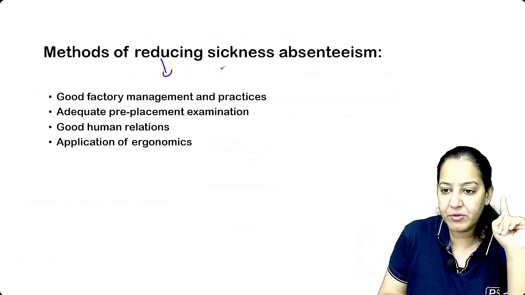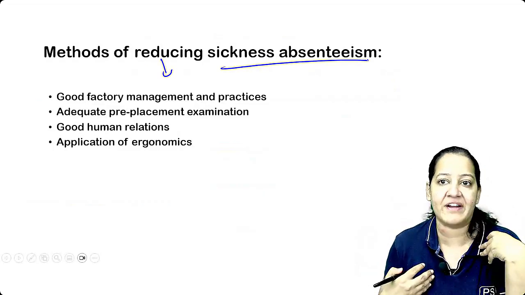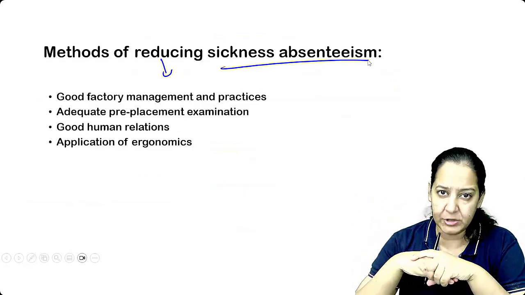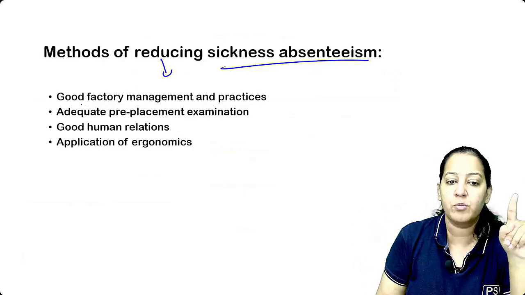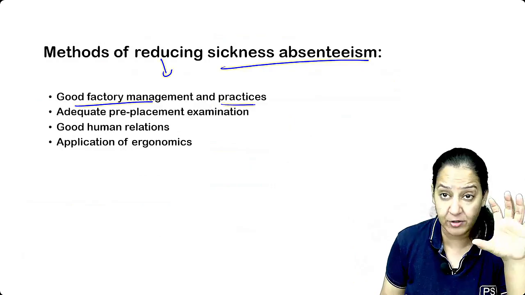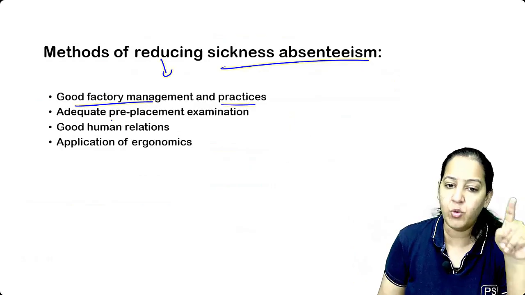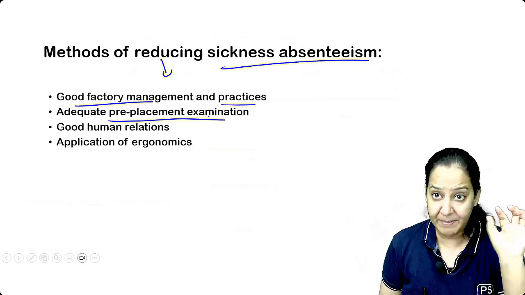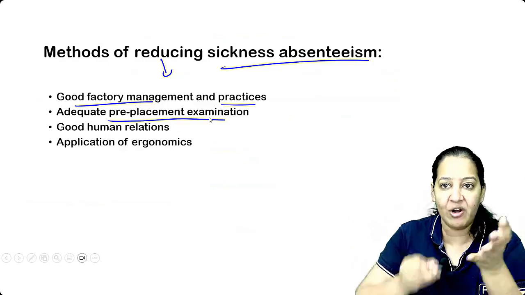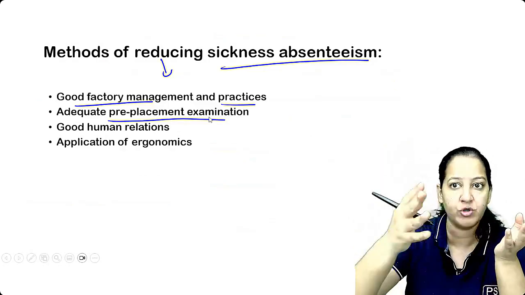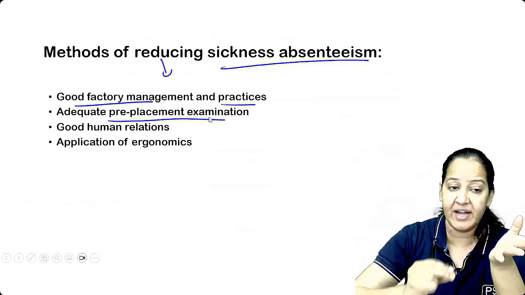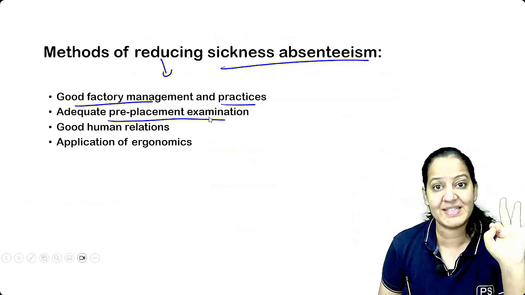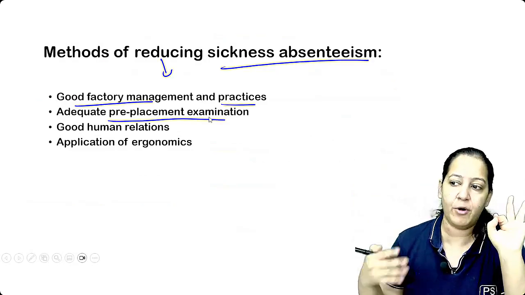If you want to reduce the sickness absenteeism in your factory, say I'm the owner of a factory having hundreds of workers, I do not want anyone to unnecessarily take leave. So I should provide good factory management and good practices. I should do a pre-placement examination. The person who is fit for the job, that person only I will place. Before appointing any new worker, I will order a list of investigations. I will ask them to go to the doctor, get examined, get a fit certificate. If everything is normal, then only I will appoint you. Because if you appoint a person who is already sick and having some disease, then the person will keep on taking leave again and again.